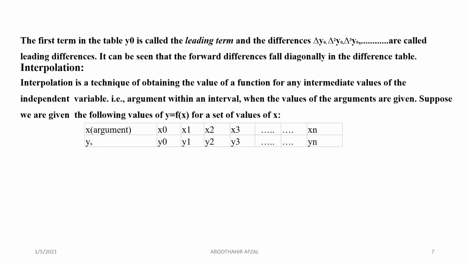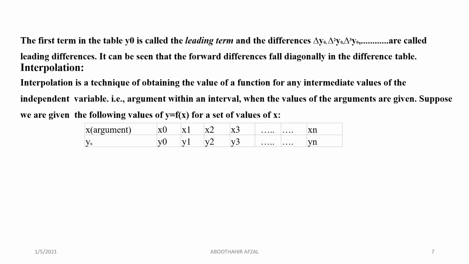Now again we come back to interpolation. Interpolation is basically a technique of obtaining a value of a function for any intermediate value of the independent variable. For example, I have x0, x1, x2, x3, and I told you x1 is x0 plus h. What is x2? x0 plus 2h. So it goes on like that. We have a discrete set of arguments, and correspondingly I have the values of entry, so that means y is equal to f of x.